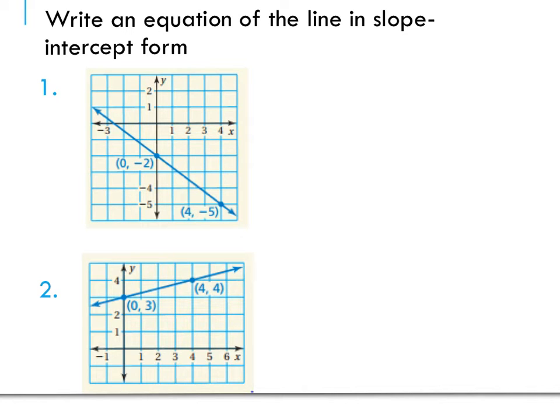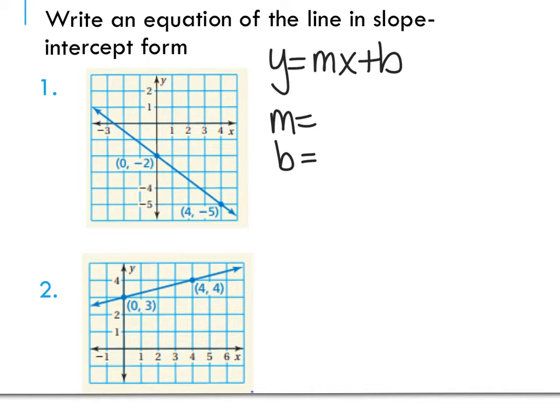Remember that our slope-intercept form is y equals mx plus b, where m stands for the slope and b is the y-intercept. We need to look at each of the graphs and identify what is the slope, what is the y-intercept, and then we'll be able to plug it into the equation in the correct spots.